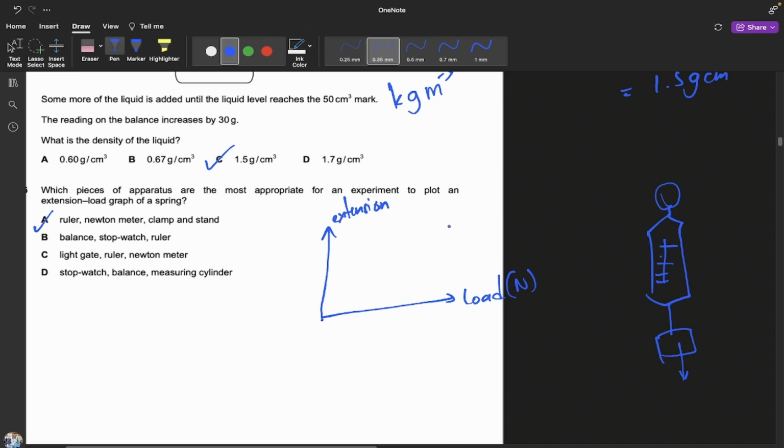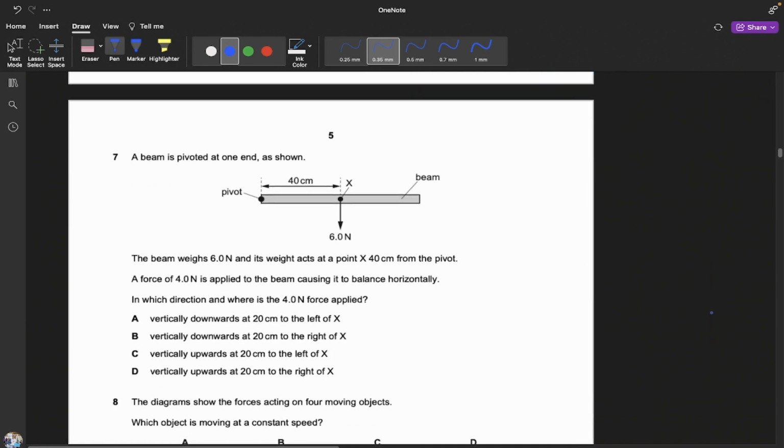The ruler is used to measure the extension. This extension.